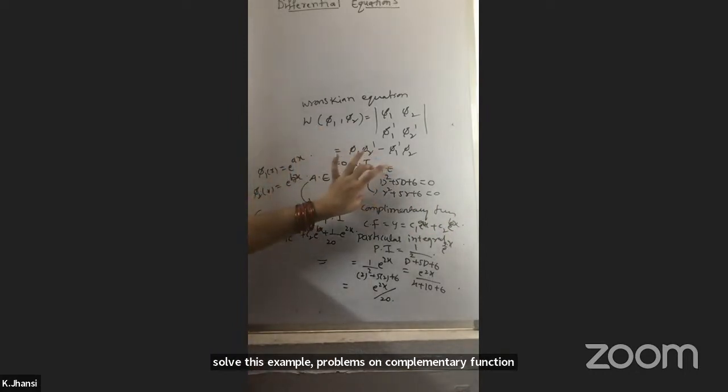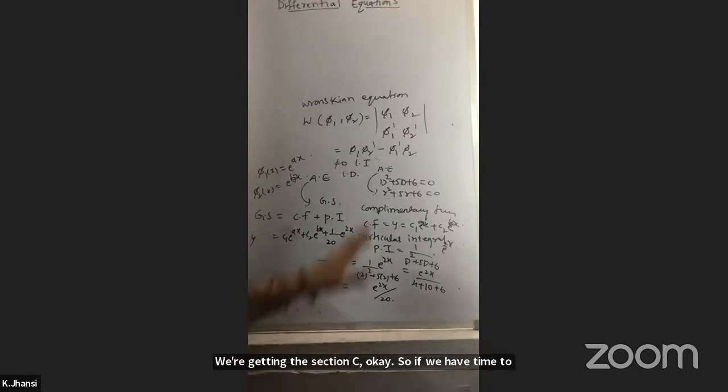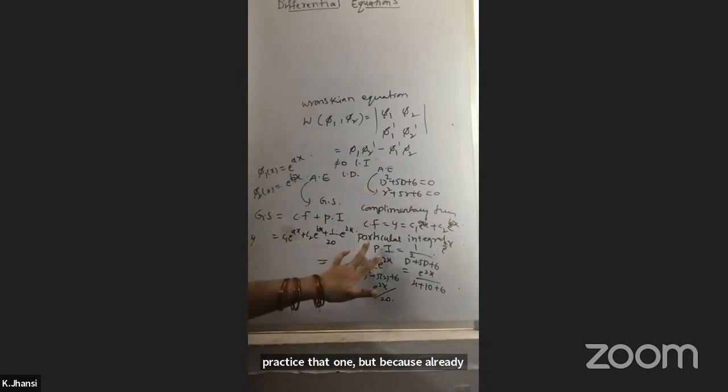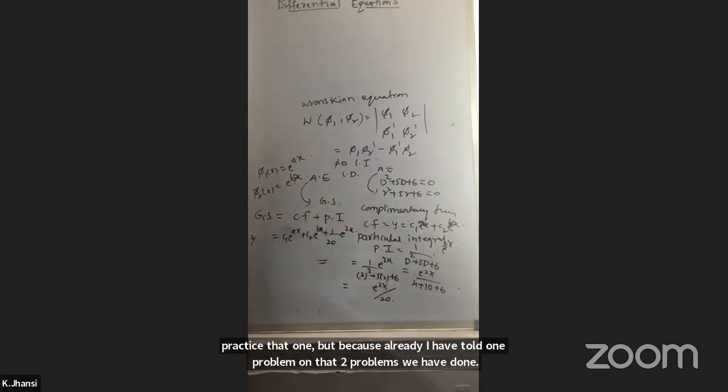You will get a 5 marks question from section A and 2 objective type questions in section C. So if you have time, practice that one. Because I have already told one problem on that, and 2 problems we have done, you can understand that and solve the problems.